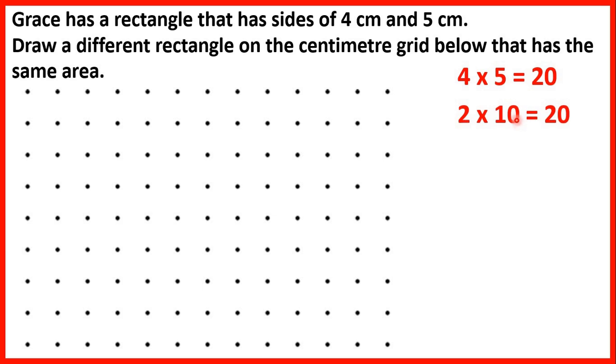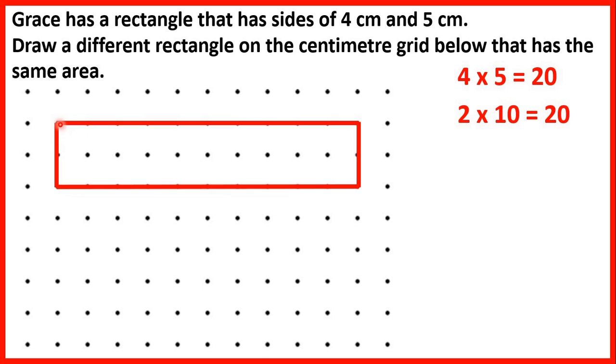Now 2 times 10 is 20, so we can draw a rectangle 2 by 10, and it doesn't matter exactly where you draw the rectangle, as long as the sides are 2 centimetres and 10 centimetres. Of course, on the screen that you're watching this on, the sides won't be exactly 10 and 2 centimetres, but the question says it's a centimetre grid, so we need 2 by 10.